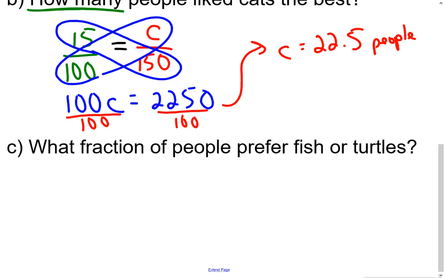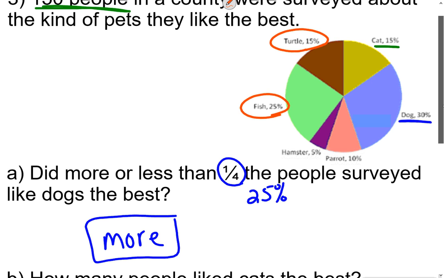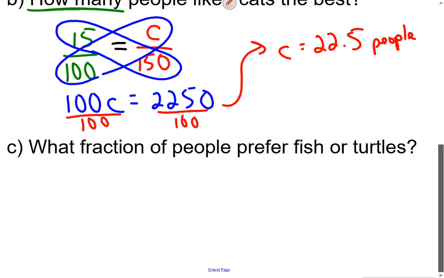But that's okay. What fraction of people prefer fish or turtles? So now we've got to come up here and look at the fish and the turtles. Well, 25% of the people surveyed like fish, and 15% like turtles. So if we want fish or turtles, we just need to add those two together. So 15 from the turtle, 25 from the fish, we end up with 40% of the people liked fish or turtles.